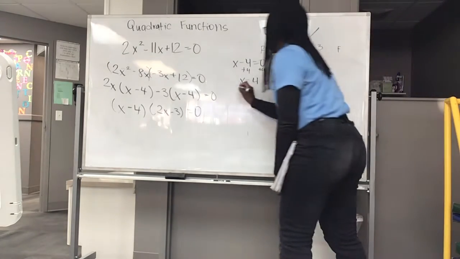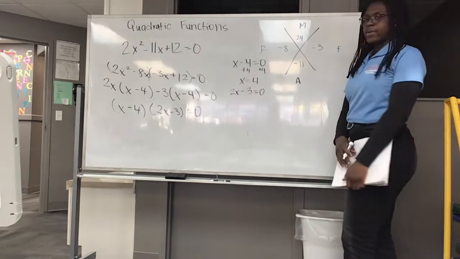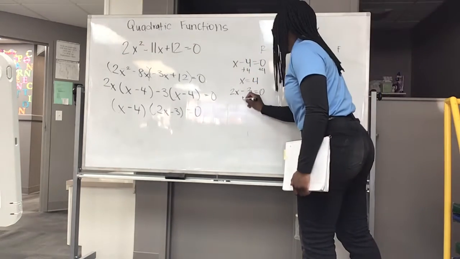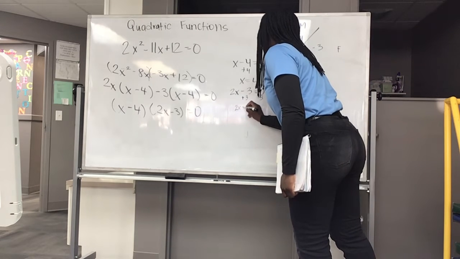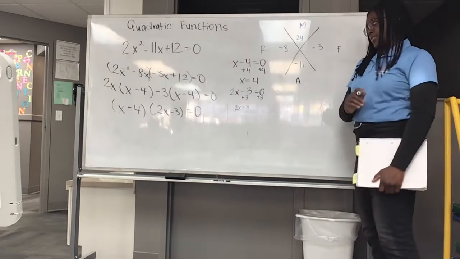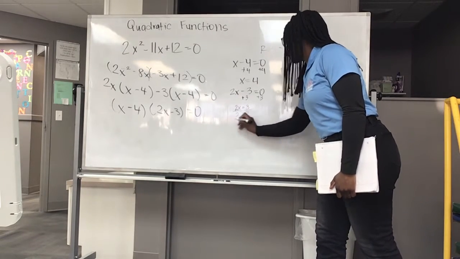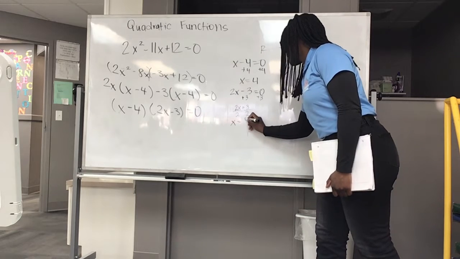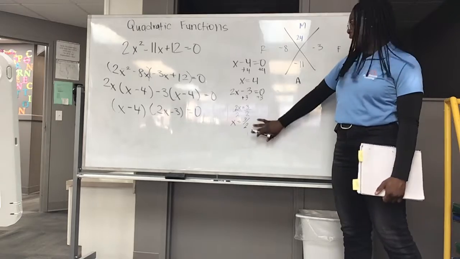My second one, 2x minus 3 equals 0. So first step would be to add 3 on both sides. And so 2x equals 3. x still isn't alone, so I'm going to want to divide by 2. And so x equals 3 over 2. So my answers are x equals 4 and x equals 3 over 2.